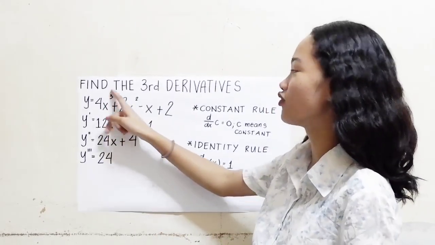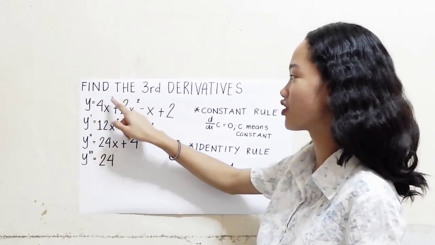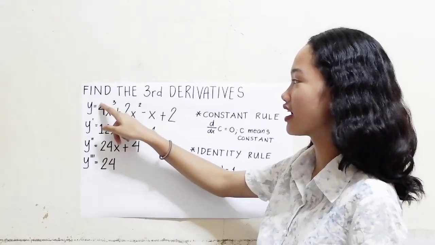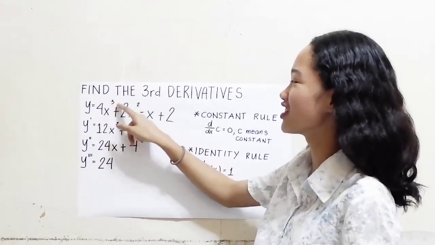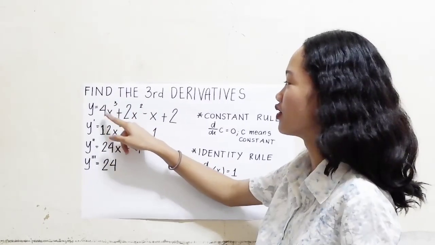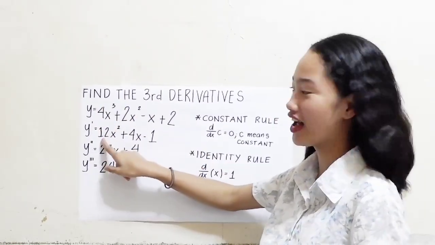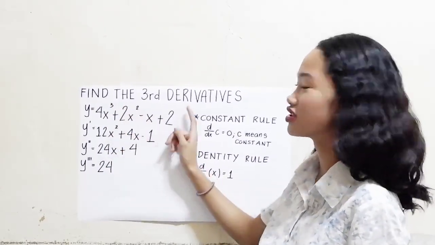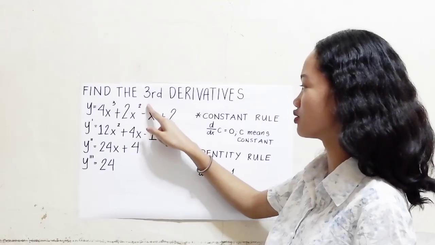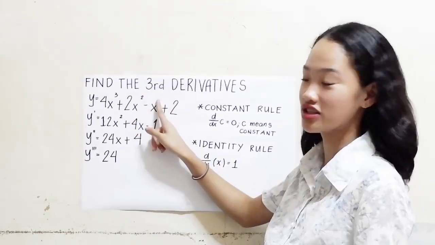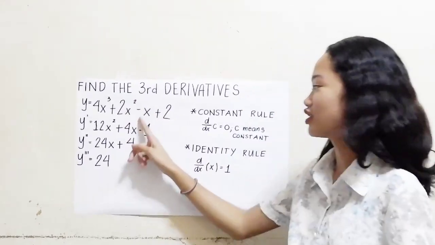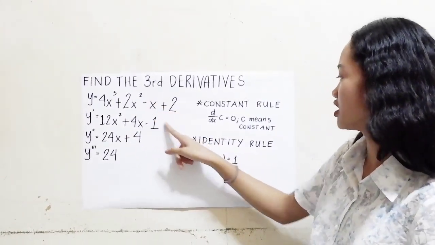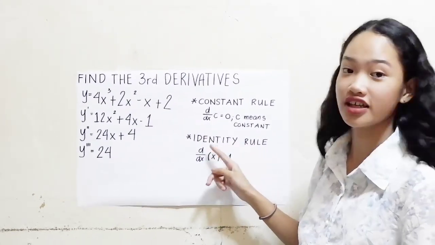So, for our first term, 4 times 3 is equal to 12x squared, since our coefficient is 4 and our exponent is 3. So, 4 times 3 is 12, and we subtract 1 from the exponent, so it becomes 2. For our second term, 2 times 2 is equal to 4, and 2 minus 1 is equal to 1. So, 4x. And in this case, negative x, we need to observe the identity rule.